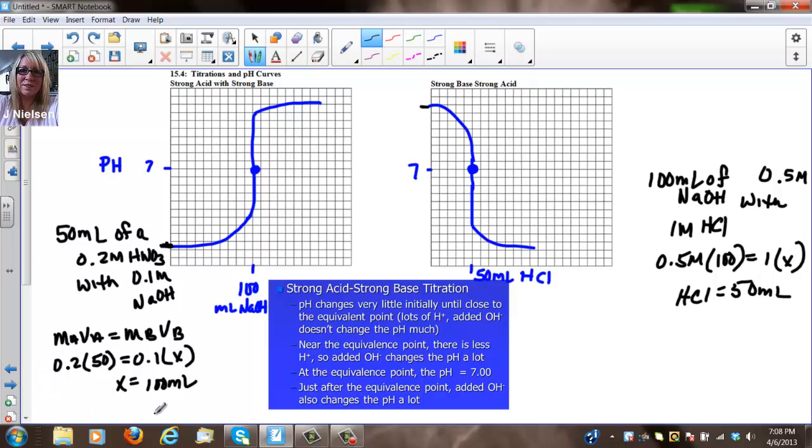A couple of things: when you have a strong acid or strong base titration, your pH changes very little until close to the equivalence point. So you have lots of H and then added OH, it doesn't change the pH much. Near the equivalence point, there is less H, so when you add OH, whoosh, the pH shoots up. And on the other side of the equivalence point, as we were talking about earlier, near the equivalence point there is less H+, so when you add OH, it shoots up again. Okay.